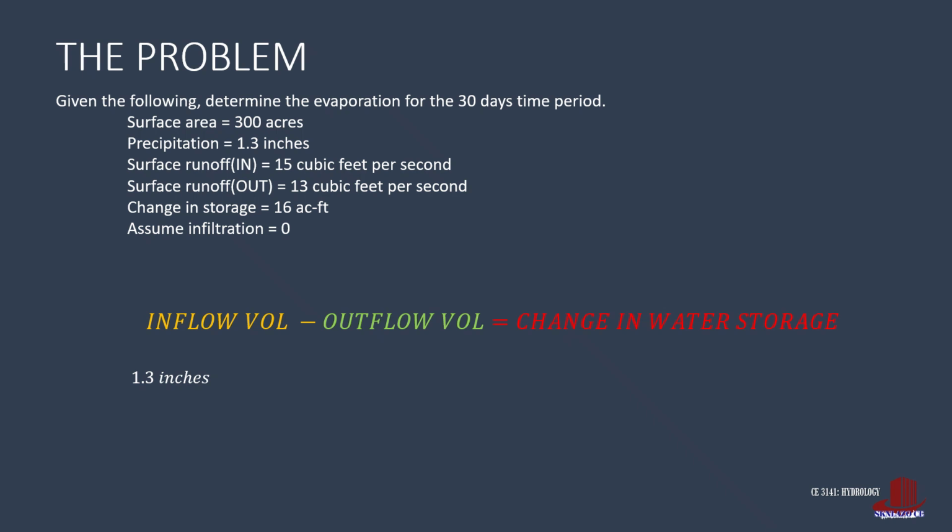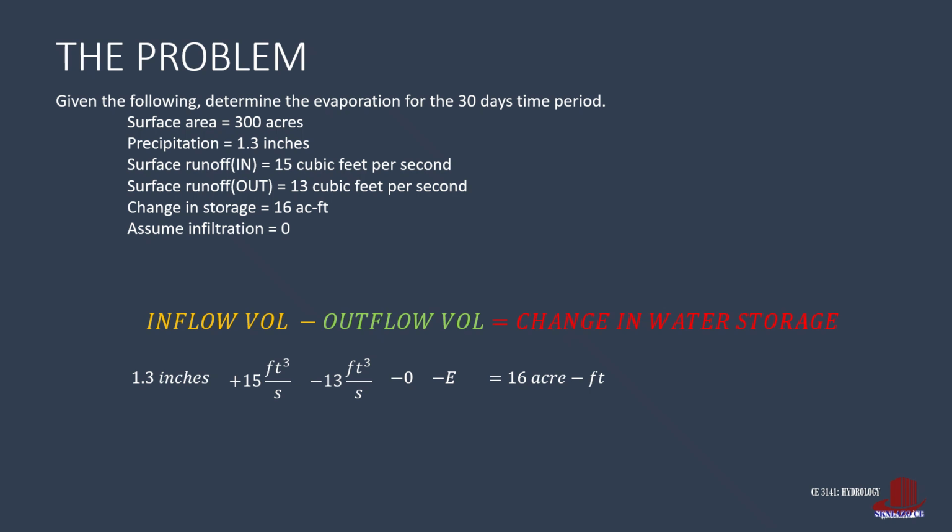Precipitation is 1.3 inches, and the inflow surface runoff is 15 cubic feet per second. On the other hand, water losses or outflow volume consists of 13 cubic feet per second surface runoff outflow, the infiltration, which is 0, and the required parameter evaporation. All of these are losses. That is why they are all minuses. Then close the equation by placing the change in storage, which is 16 acre-feet.